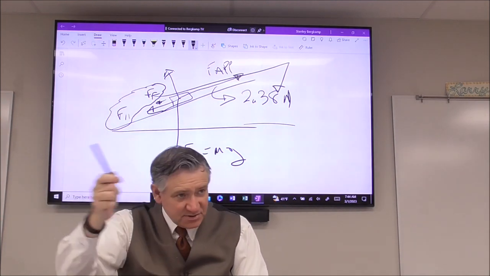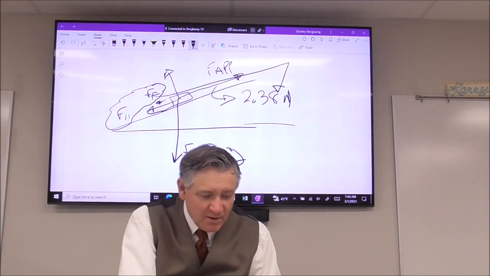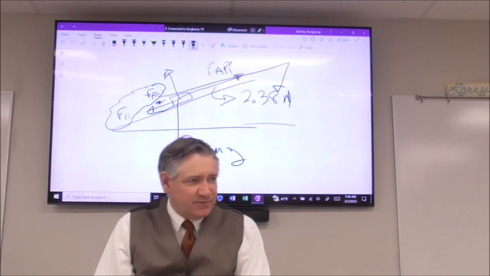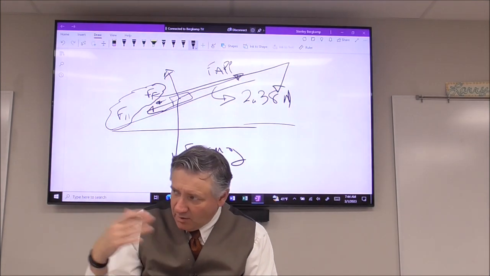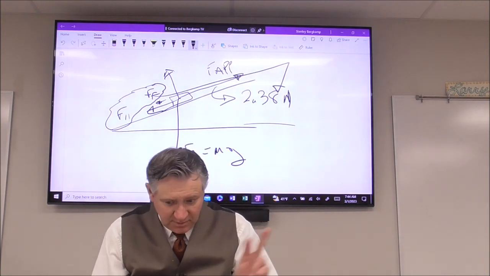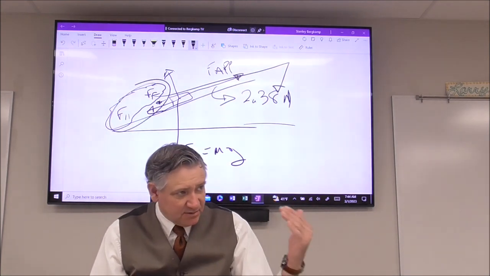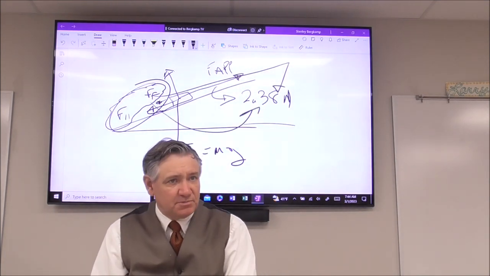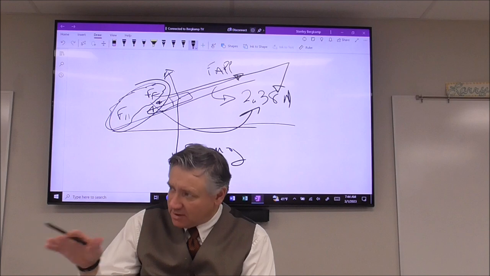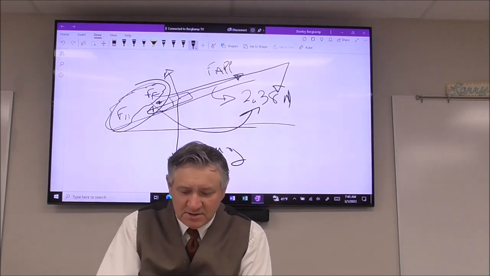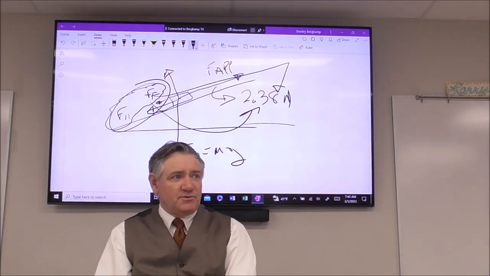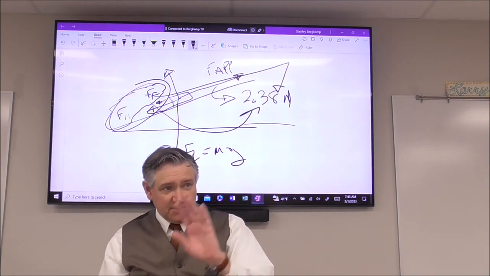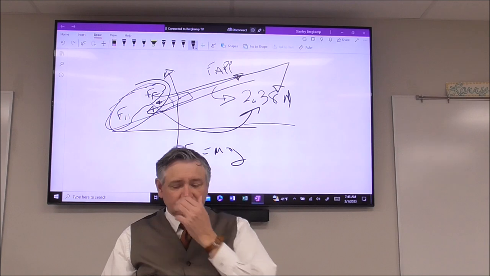So if you're not sure if you're right, find your force applied, find your force parallel, find your force friction. See if those two downward forces, the force parallel and the force friction, add up to your applied force. If you did, you're okay. If these two forces don't add up to that 2.38, or whatever yours is, you've done something wrong, because that means you're accelerating.